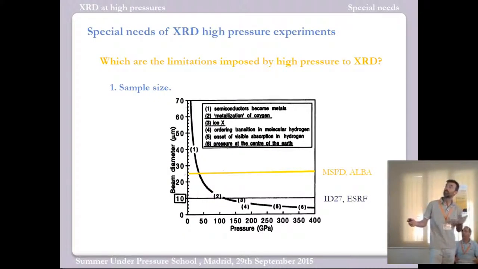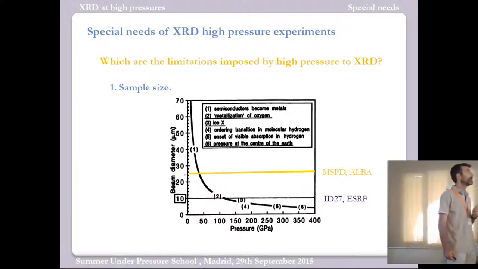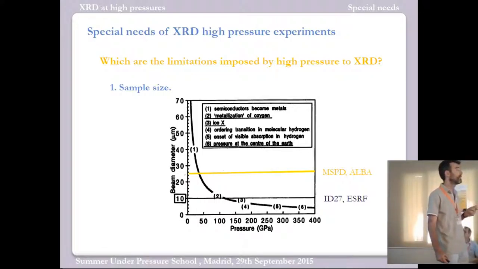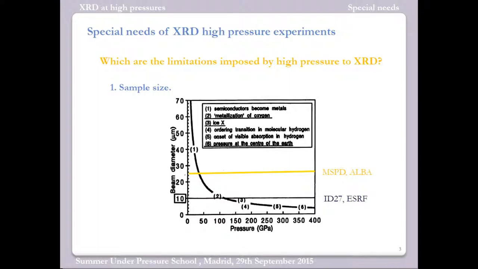So, which are the limitations of a so well-known technique as X-ray diffraction at high pressure? The first one is the sample size. Pressure is force divided by surface, so if you want to achieve higher pressure, you have to work with small samples, and small samples mean small beams.